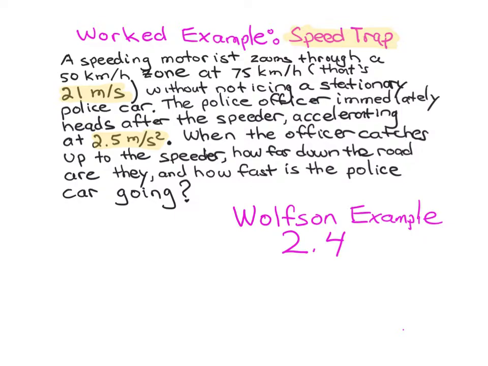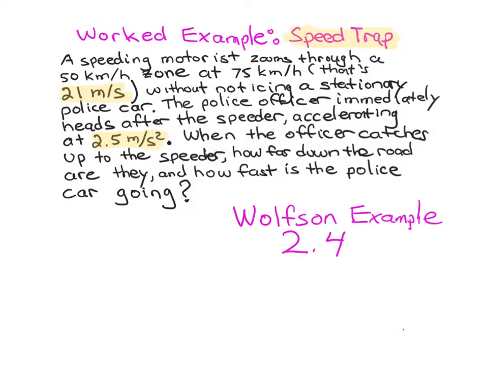So the speed trap story is a speeding motorist zooms through a 50 kilometer per hour zone. That's about 30 miles an hour. And she's doing 75 kilometers an hour, so she's 50% over the speed limit. And that's a speed in SI units of 21 meters per second, and she doesn't notice a stationary police car.